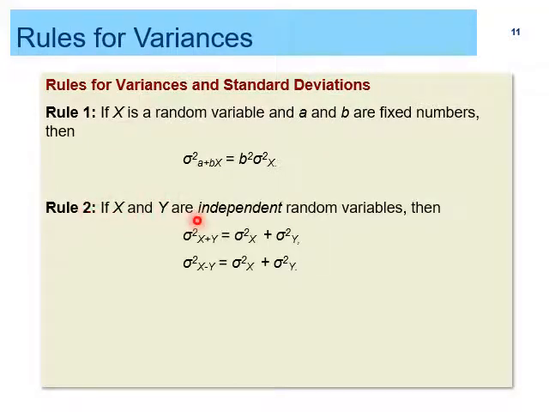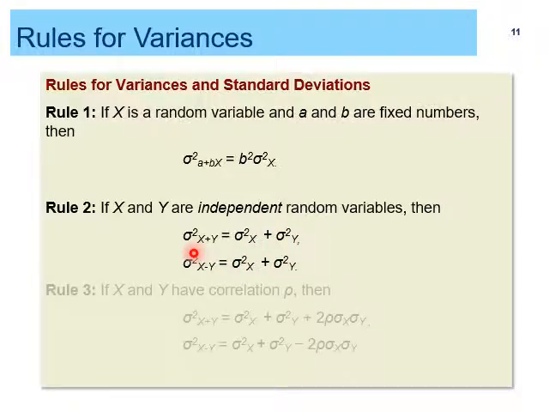Rule 2 is if x and y are independent random variables, then variance of x plus y is equal to variance x plus variance y. Similarly, but here the thing is different. Earlier in the mean, x minus y would be minus, but here in the variance, it's again plus. There is a proof for this formula, but that is out of course. But we should remember that if x and y are independent random variables and we are looking for the variance, then when we are adding or subtracting, we have to add both values.